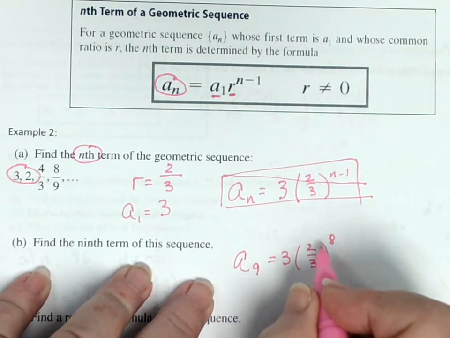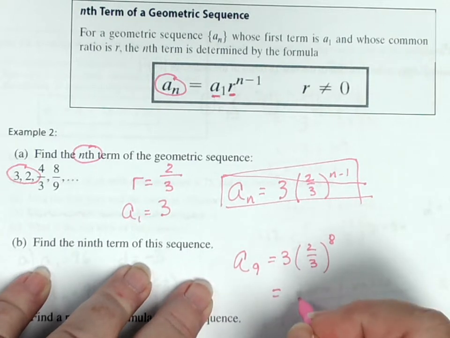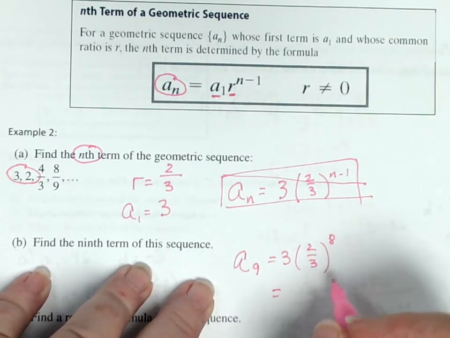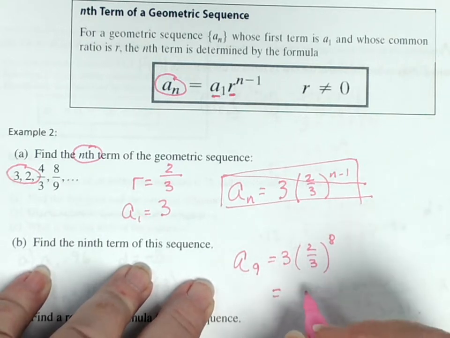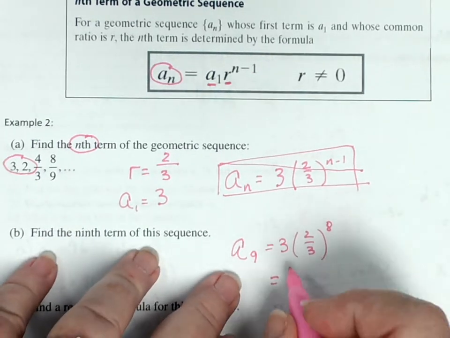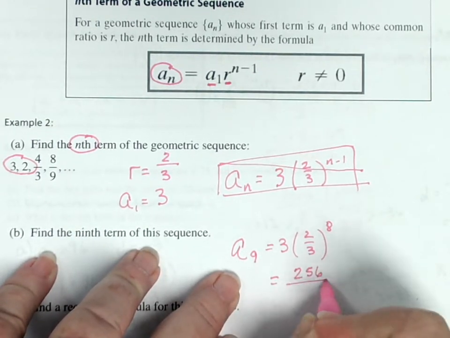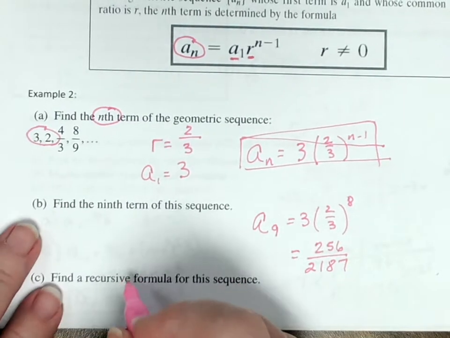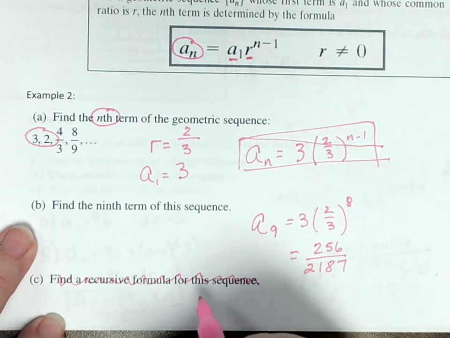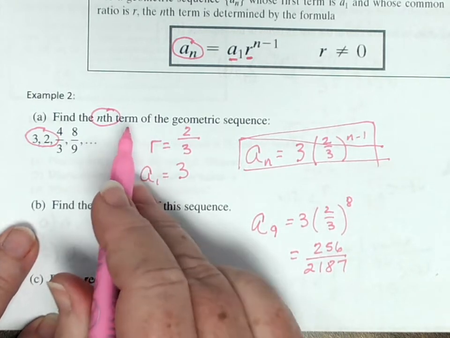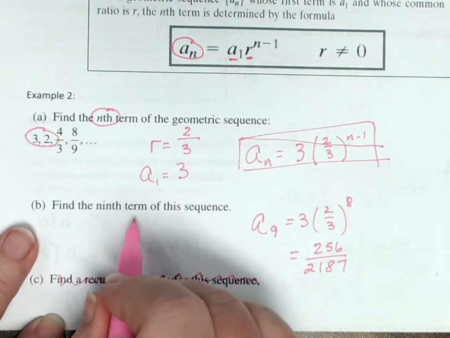Now, 3 times 2/3 to the 8th power, you're absolutely encouraged to either use your power table, finding 2 to the 8th and 3 to the 8th and multiplying that by 3, or you can just put this in your calculator, put it in fraction form because I want exact answers, and it's 256 over 2,187. Now it says write the recursive formula. Well, we're going to skip that because remember, we're not doing recursive formula this year. But we can find the nth term and any given term that they ask for. So that's 2/3 of your homework right there.